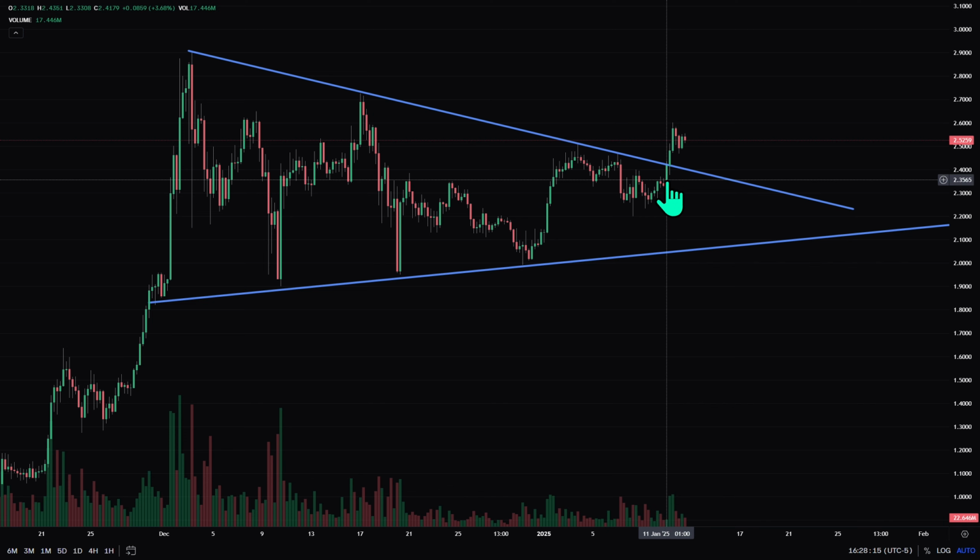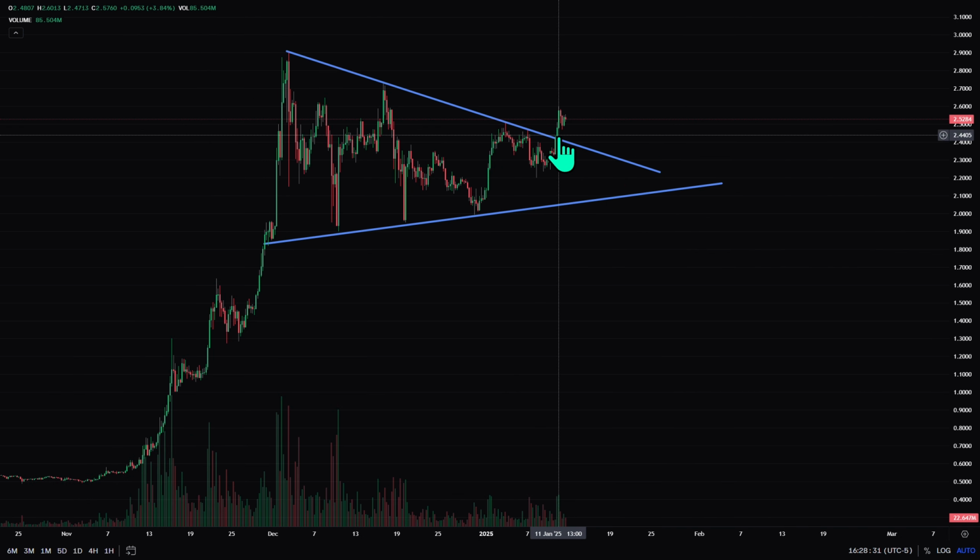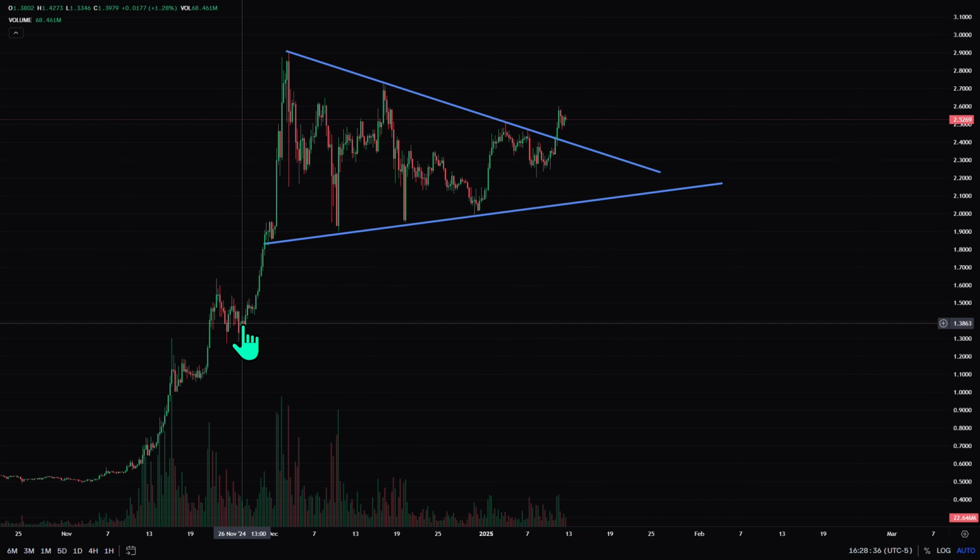And in this case, we could see there was a breakout to the upside. Now, how can we calculate how far this breakout to the upside will actually go? Well, there is a trick there.